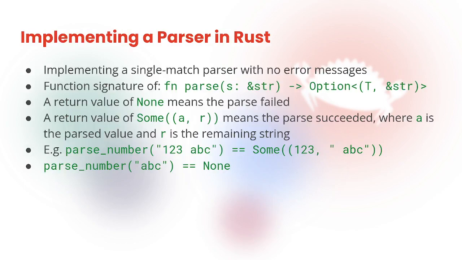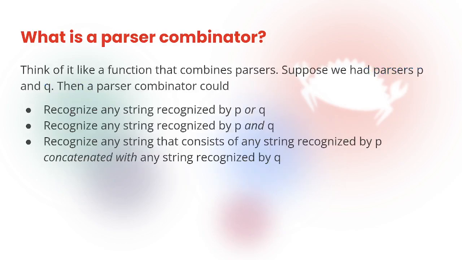Okay, so parser combinator. What is a parser combinator? Think of it like a function that combines parsers. Suppose we had parsers P and Q, right? So again, a parser takes in a string and spits out a tree, right? Then a parser combinator could recognize any string that is recognized by P or Q.